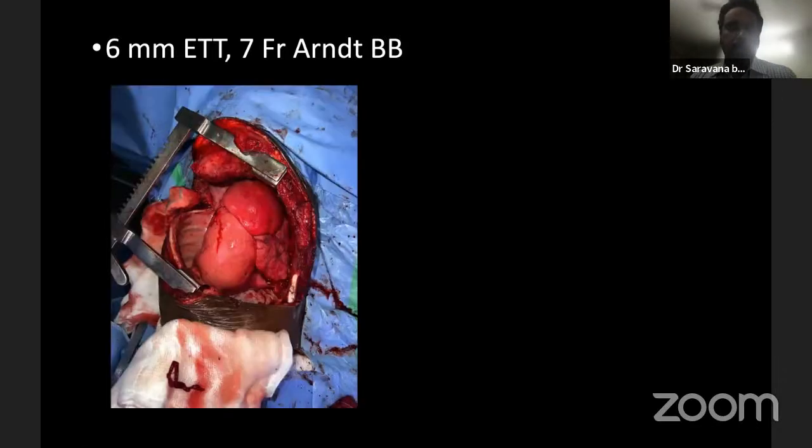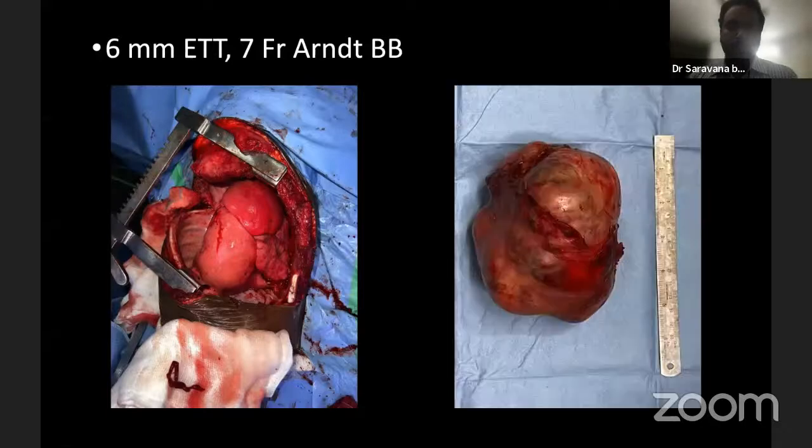So we put a 6 mm endotracheal tube and a 7 French bronchial blocker, and we went in for one lung ventilation with the left lung, and the mass was excised. This was the right thoracotomy, and this was the excision of the mass. This was the mass size which was occupying his right-sided thoracic cavity. This was the deflated lung which was lying here, and the mass was excised out. The postoperative period was uneventful, and the patient was discharged home.